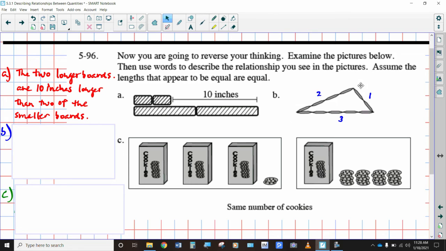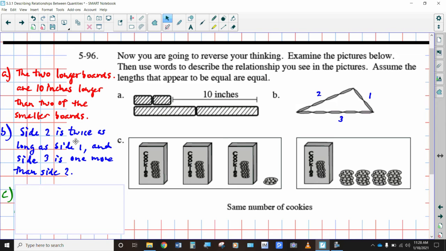So there's a relationship between side 1 and side 2, where side 2 has twice as many, are those toothpicks? Not quite sure what those are. Twice as many of those things, or maybe we'll just call it twice as long as side 1. And side 3 is one more unit than side 2. So I said side 2 is twice as long as side 1, and side 3 is one more than side 2, whatever we're calling those units, whether toothpicks or units or whatever.